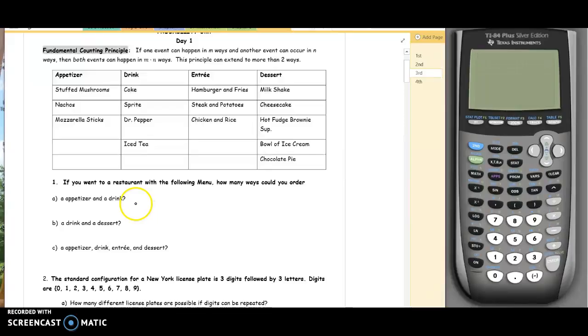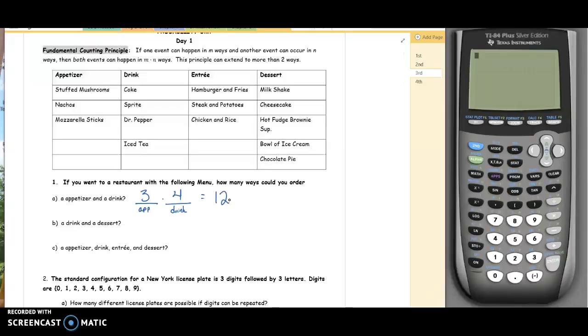And the quick way to get that is, I like to think of the fundamental counting principle as the blanks principle. This blank represents the number of appetizer choices. This blank represents the number of drink options. There are 3 appetizer choices. There are 4 drink choices. Multiply them together. There are 12 ways that you can order an appetizer and a drink.